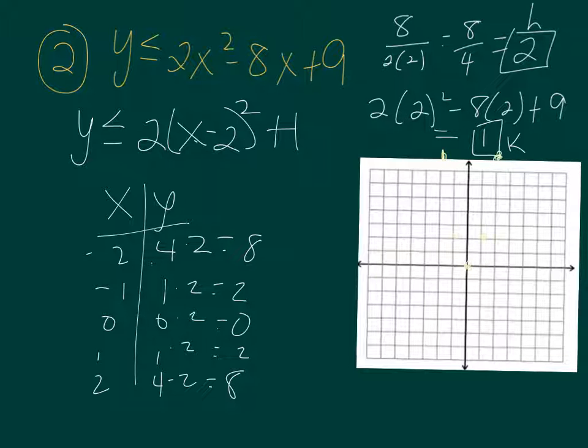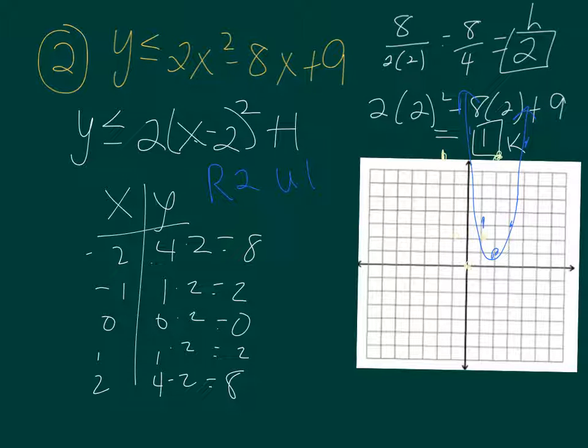And then we have to move everything because this is opposite of this. So we go right 2 and up 1. So we move everything right 2 and up 1. So here is my graph.